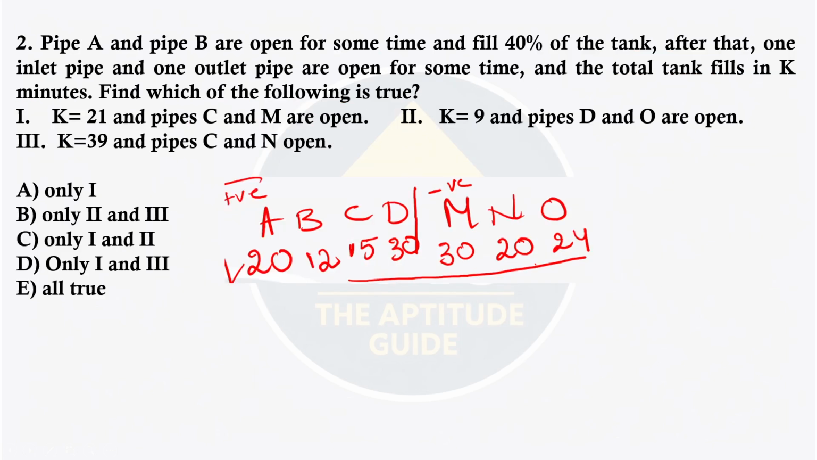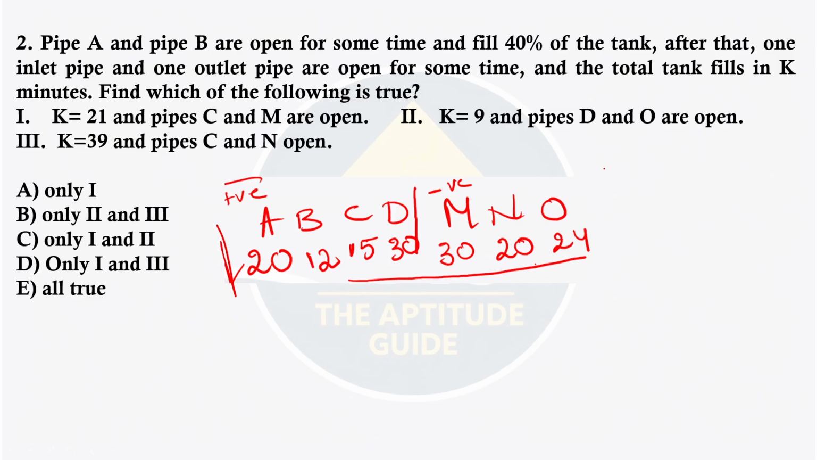Hope the first question is clear, everyone. Question number 2. Pipe A and pipe B are open for some time and filled 40% of the tank. Okay. Pipe A and B. It's about pipe A, pipe B. Fine.